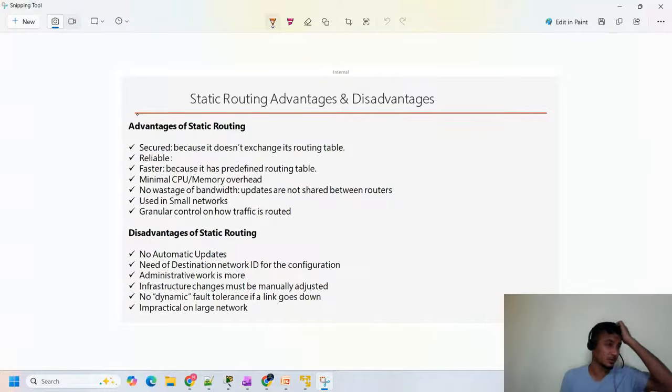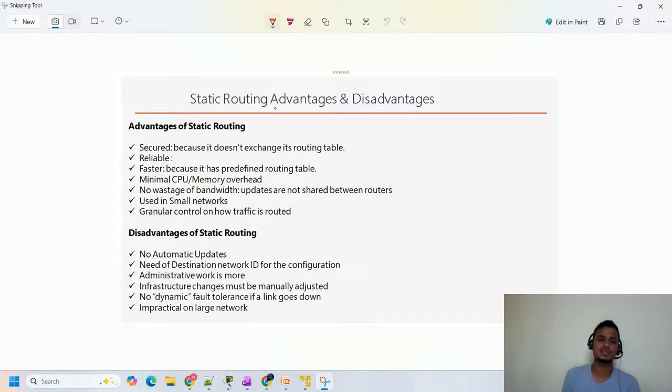So once you have studied the dynamic routing protocols, you can easily correlate what the advantage of static routing is and what the disadvantage of static routing is, right? I have listed a few of the advantages and disadvantages, which is really helpful when you are attending interviews.